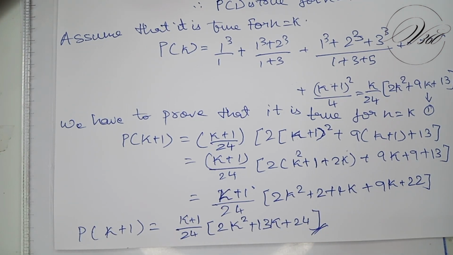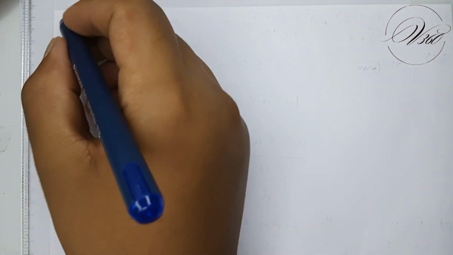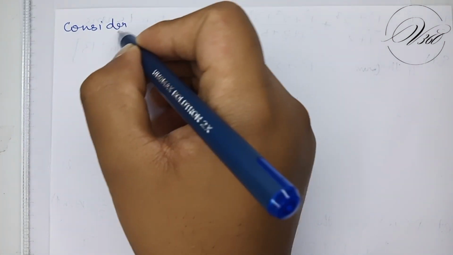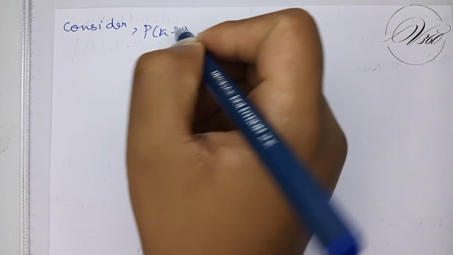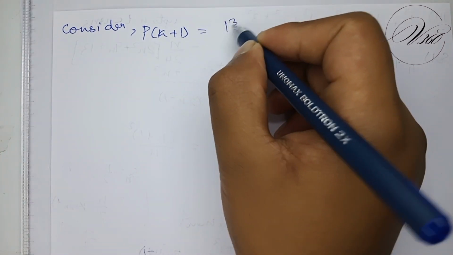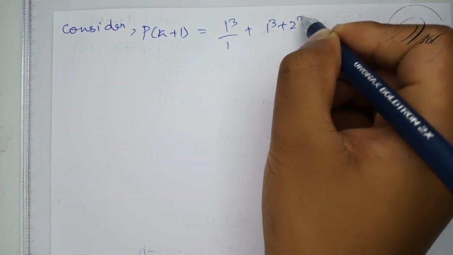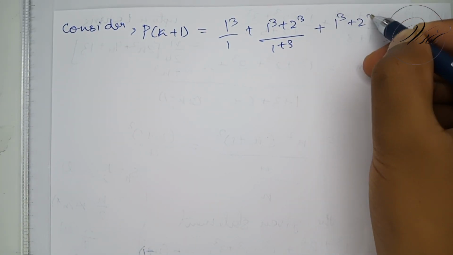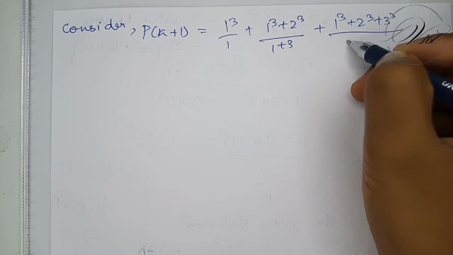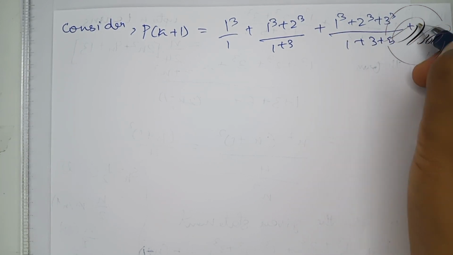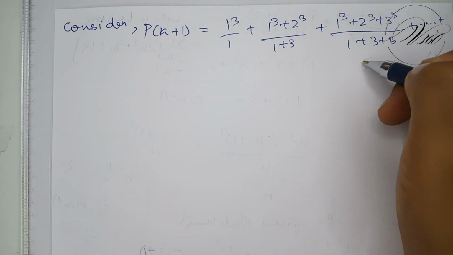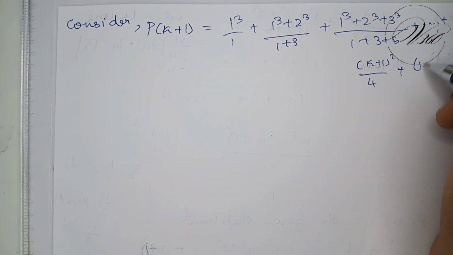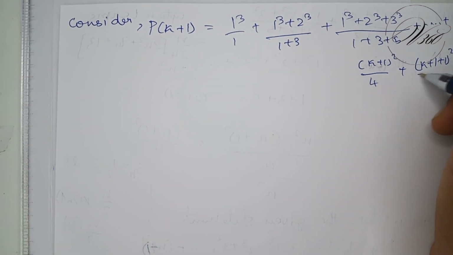Okay, now the next step we should do is considering p of k plus 1 equals 1 cube by 1 plus 1 cube plus 2 cube by 1 plus 3 plus 1 cube plus 2 cube plus 3 cube by 1 plus 3 plus 5 plus up to, now we will write here, k plus 1 whole square by 4 plus k plus 1 plus 1 whole square by 4.